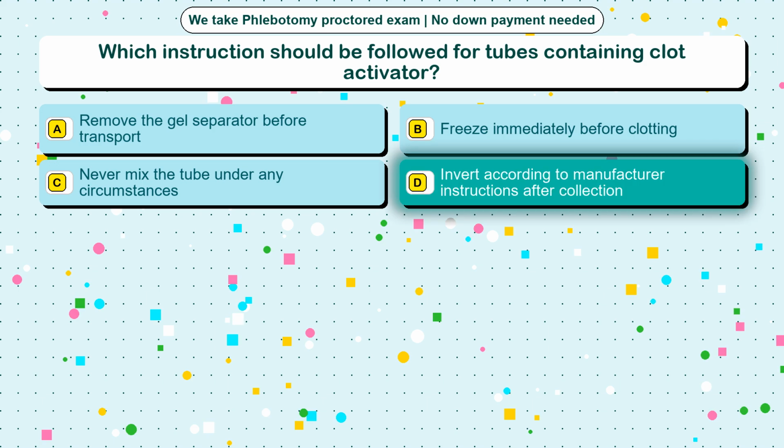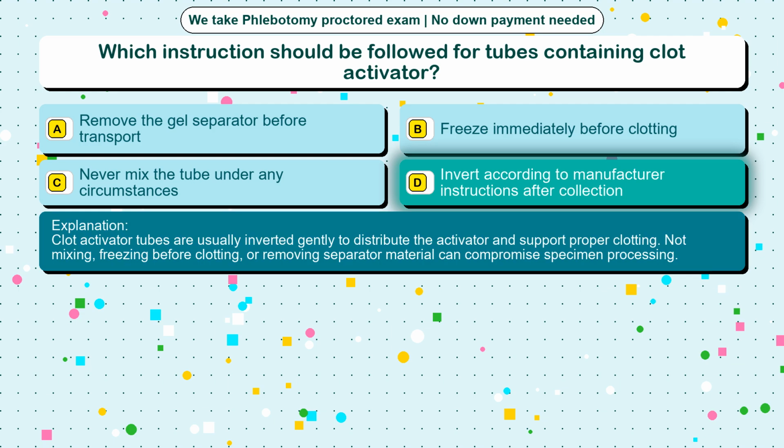The correct answer is option D, invert according to manufacturer instructions after collection. Clot activator tubes are usually inverted gently to distribute the activator and support proper clotting. Not mixing, freezing before clotting, or removing separator material can compromise specimen processing.